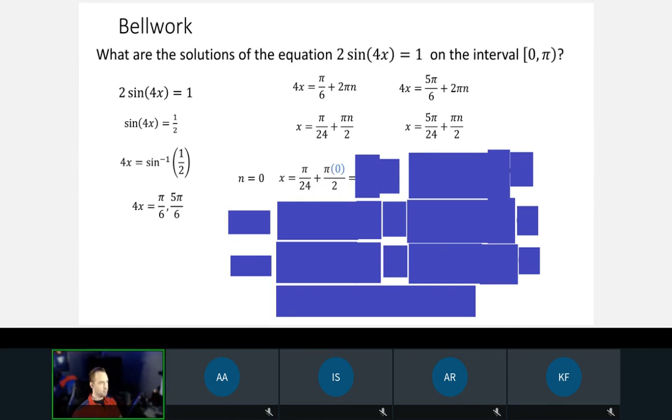So, you know, I got pi over 24 plus pi times 0 over 2. Well, that just becomes pi over 24. It doesn't change. Now, the question we ask ourselves is pi over 24, is that between 0 and pi? Yes or no, everyone? It is. Yes. So that's a valid answer. We're doing good so far.